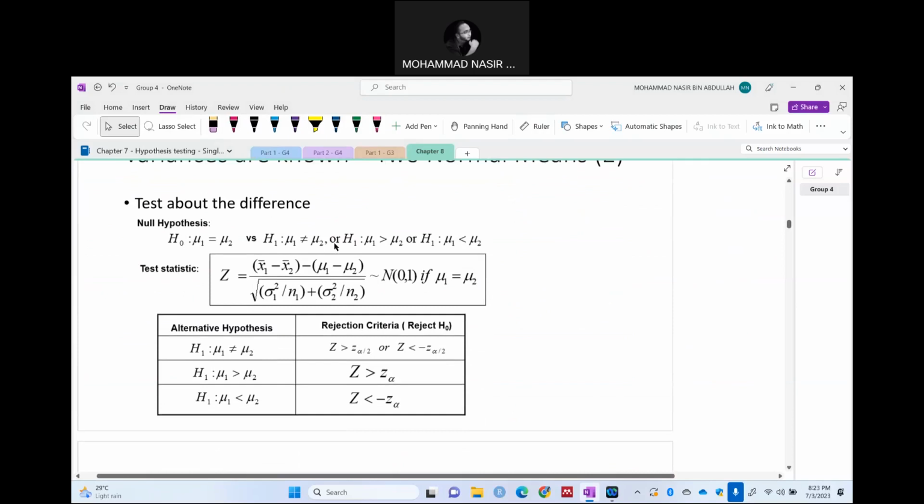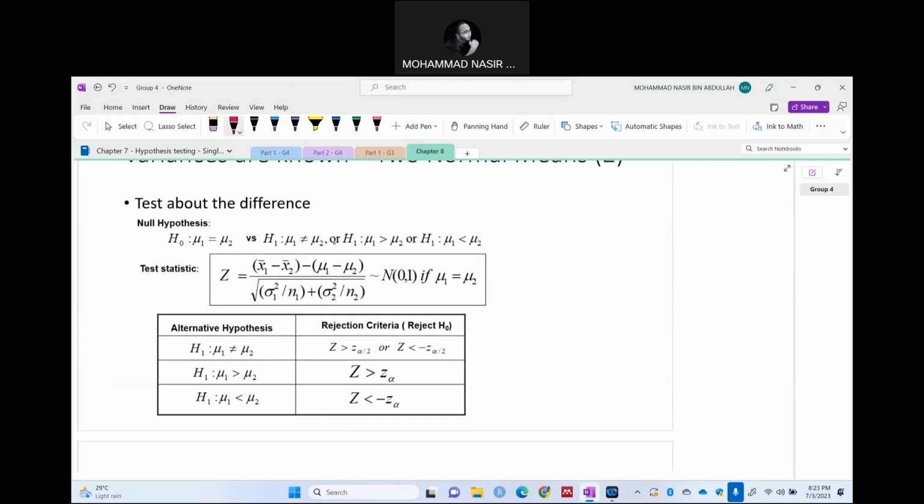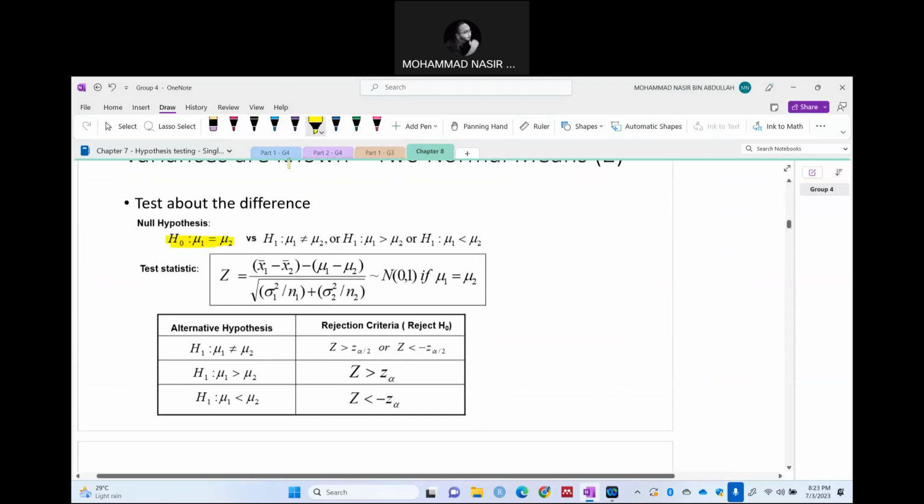So this is a formula, as I said just now, right? Z equal to x bar 1 minus x bar 2 minus (mu1 minus mu2), divided by the square root of sigma 1 square divided by n1 plus sigma 2 square divided by n2. And the null hypothesis and alternative hypothesis will be mu1 equal to mu2, mu1 not equal to mu2 for two-tail test. Right, this is for one-tail test, more than or less than, right?